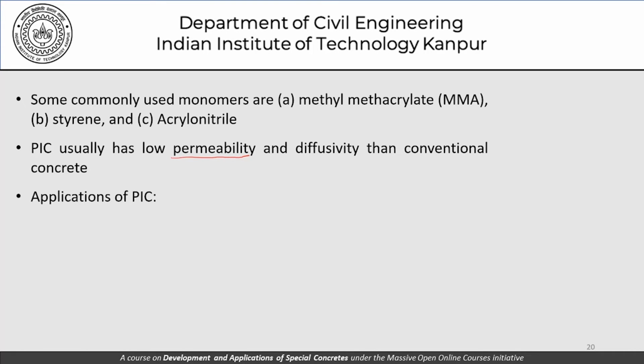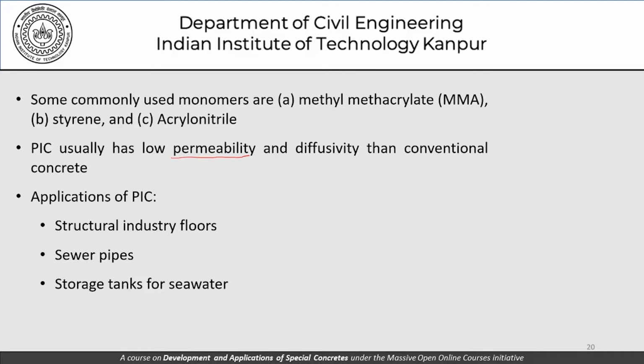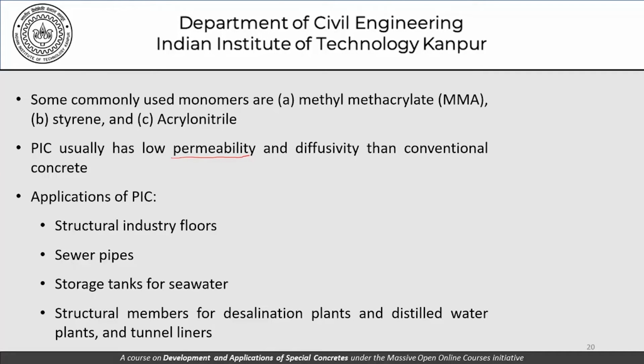And the applications of this concrete, that is the PIC, are structural industrial floors, sewer pipes, storage tanks for seawater, and structural members for desalination plants and distilled water plants and tunnel liners. So these are some of the applications where we'll have normal concrete first and then try to impregnate the normal concrete with polymers to get polymer impregnated concrete.